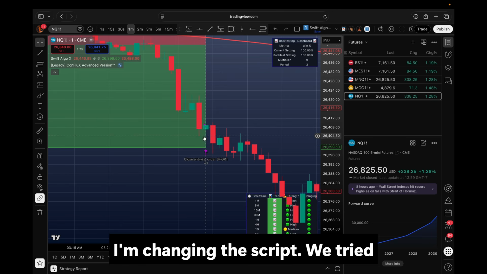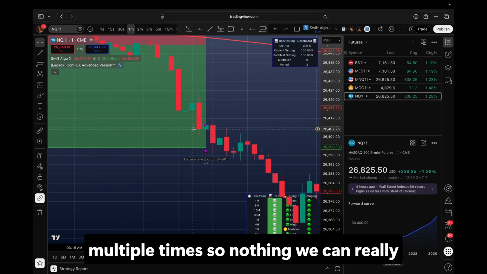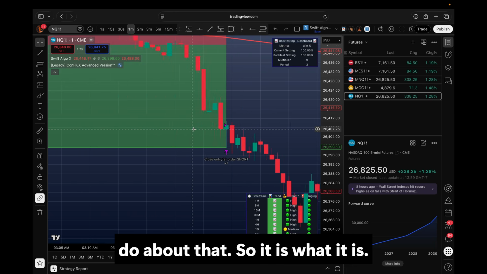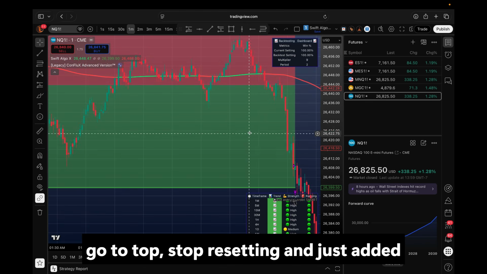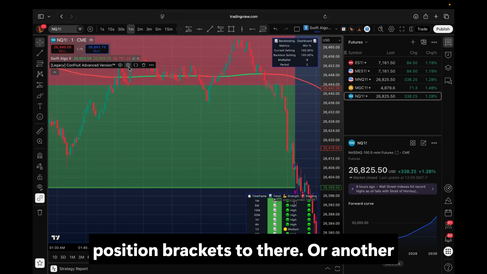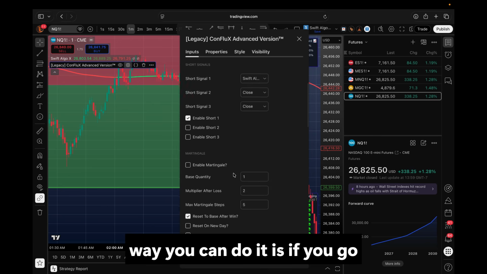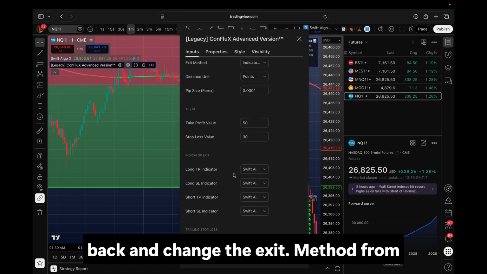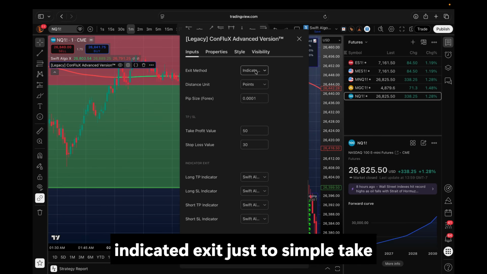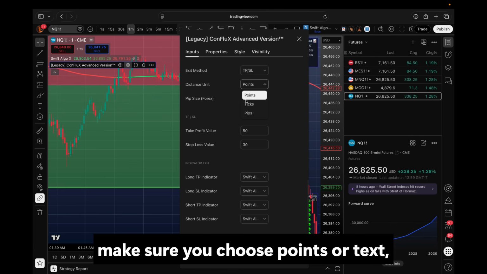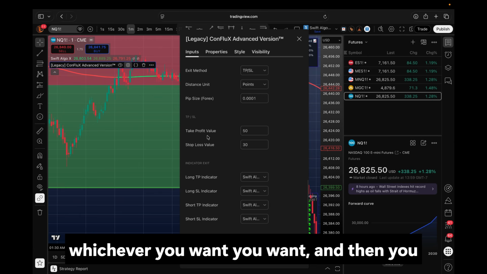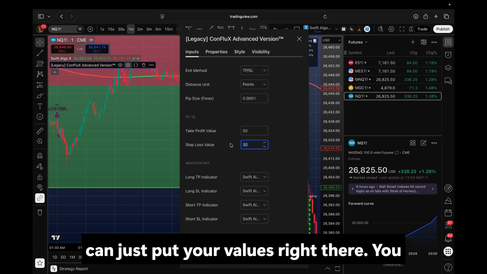We tried changing the script multiple times. Nothing we can really do about that. So it is what it is. Like I said, you can go to Topstep, settings, and just add position brackets there. Or another way you can do it is to go back, change the exit method from indicated exit to simple take profit and stop loss, and then make sure you choose points or ticks, whichever one you want, and then you can just put your values right there.